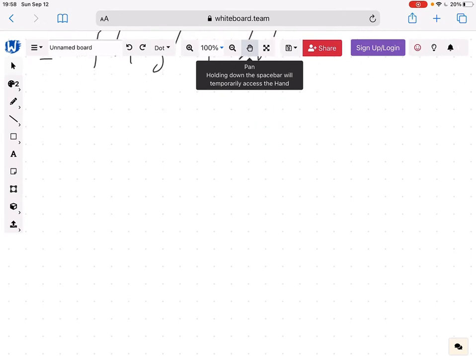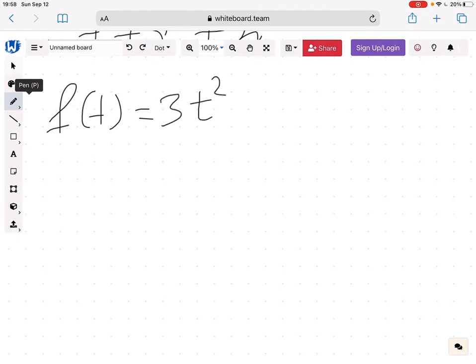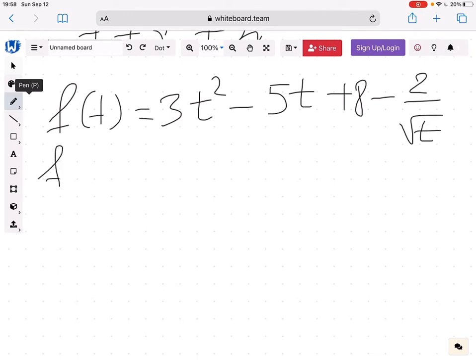All right. And now the most important thing is we combine all these rules together. Suppose I have a function f of t as 3t squared minus 5t plus 8 minus 2 over square root of t. Okay, so how do I go about it? I want to find f prime.